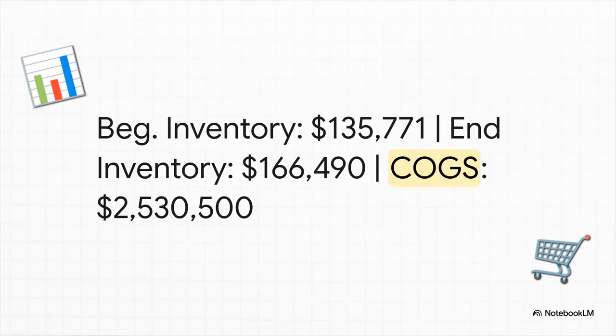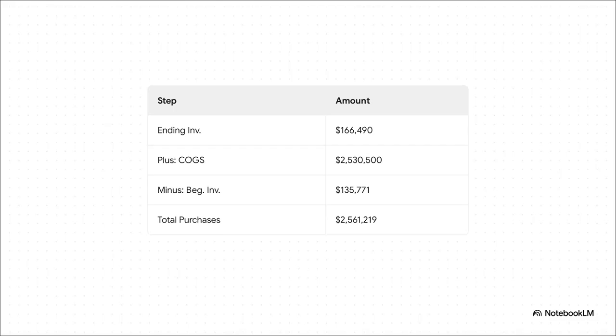As a CPA candidate, you are going to see scattered data points exactly like these. Let's look at Amy's Market. Their beginning inventory is roughly $135,000, their ending inventory is about $166,000, and their cost of goods sold is a whopping $2.5 million. It is entirely up to you to piece this puzzle together to make the turnover ratio work. So let's work through the math step by step together.